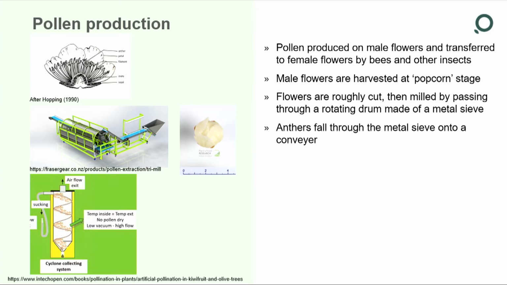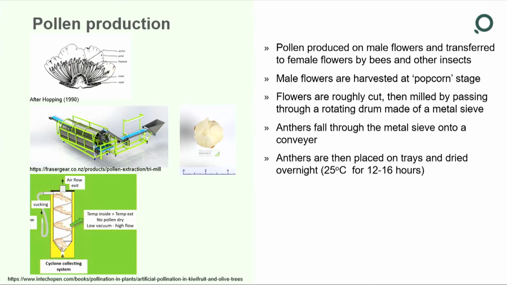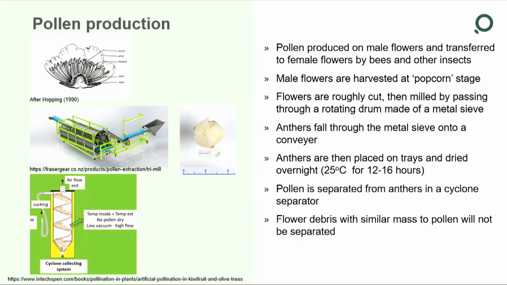You can see the blue conveyor belts in that picture. The anthers are then placed on trays and dried overnight, so 25 degrees for 12 to 16 hours. And the pollen is separated from the anthers in a cyclone separator, so that's the final diagram. But flower debris with a similar mass to pollen will not be separated, and that's why the plant tissue is contaminating commercially milled pollen.